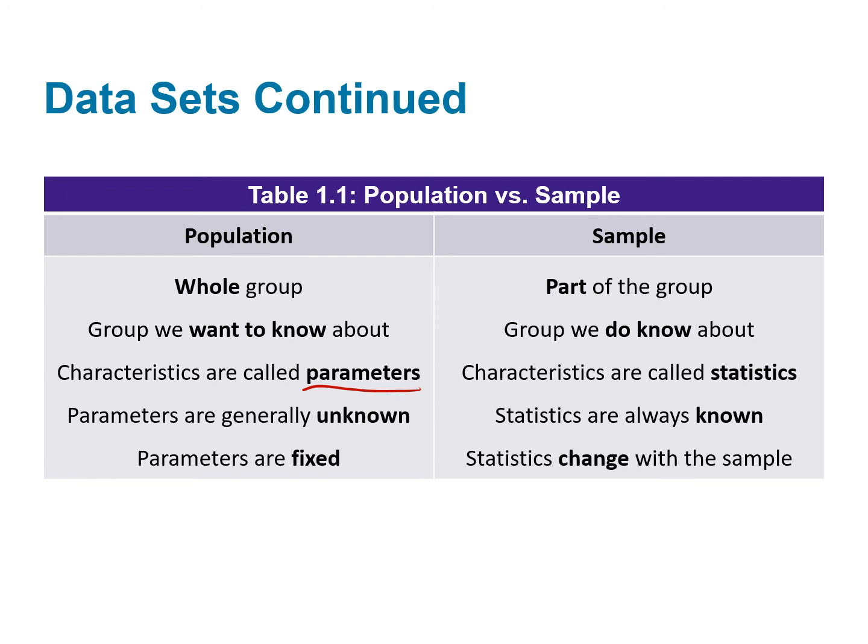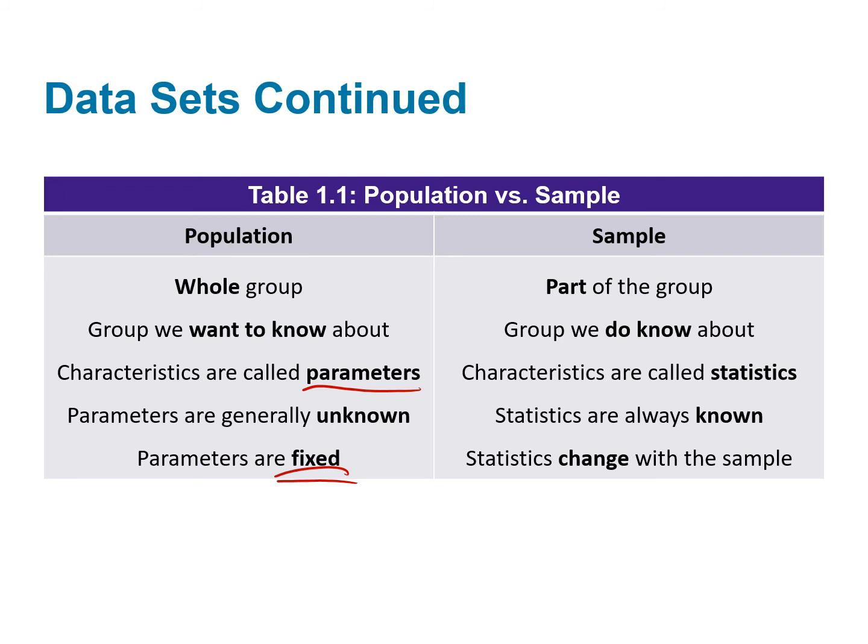We don't know the parameter because we usually cannot pull data from the entire population. Parameters are fixed though, because they're going to be the same for that population no matter what. Parameters stay the same for a population. They are fixed. Now if the population changes, then you have a different population, and you're going to have a different parameter. But at any point in time, if your population is the same as it has been, it's going to have the same parameters.